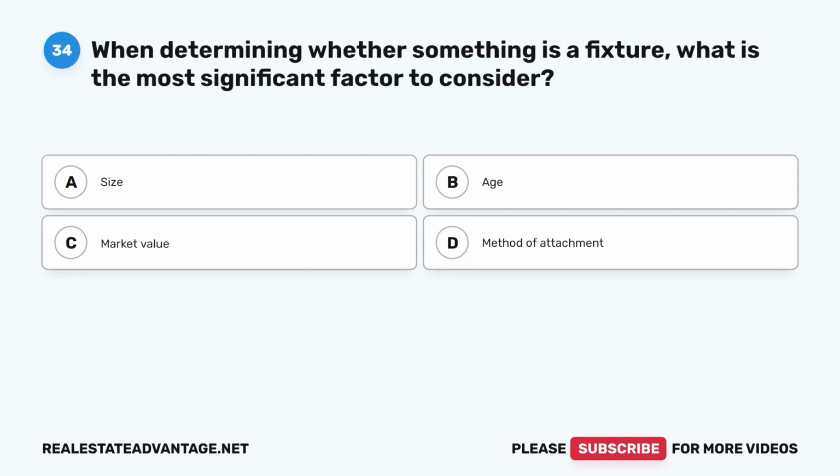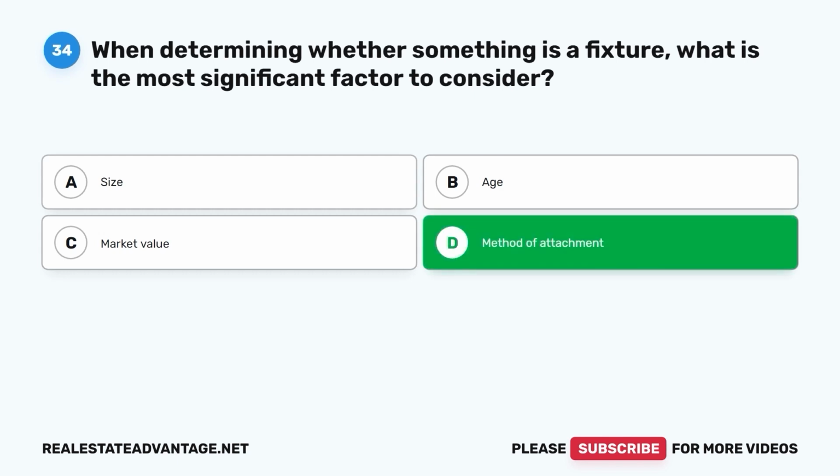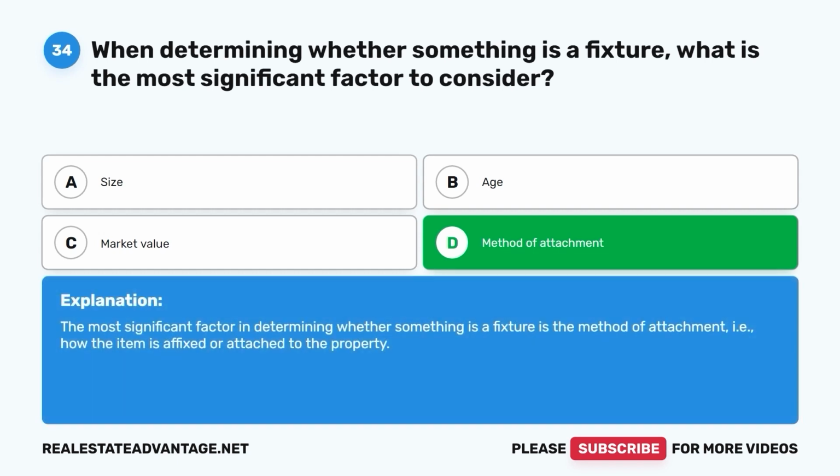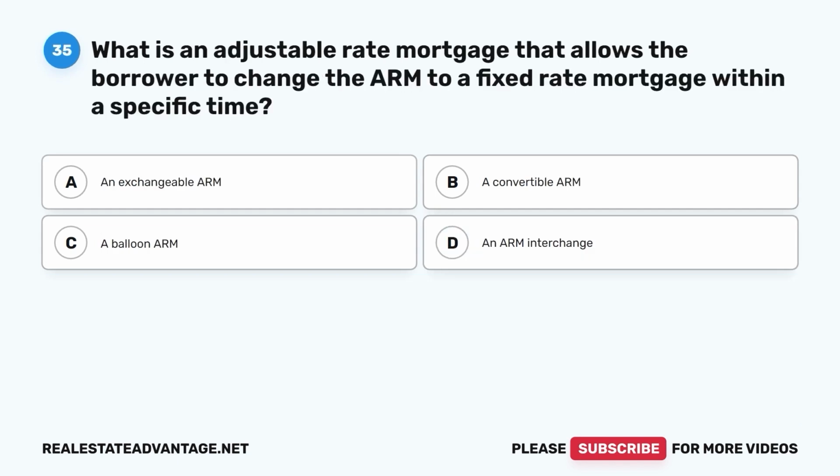Question 34. When determining whether something is a fixture, what is the most significant factor to consider? A. Size. B. Age. C. Market value. D. Method of attachment. The correct answer is D. Method of attachment. The most significant factor in determining whether something is a fixture is the method of attachment, that is, how the item is affixed or attached to the property.